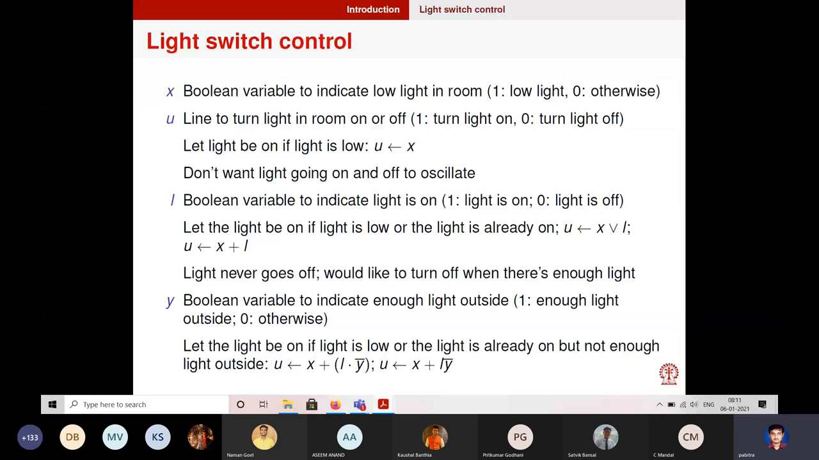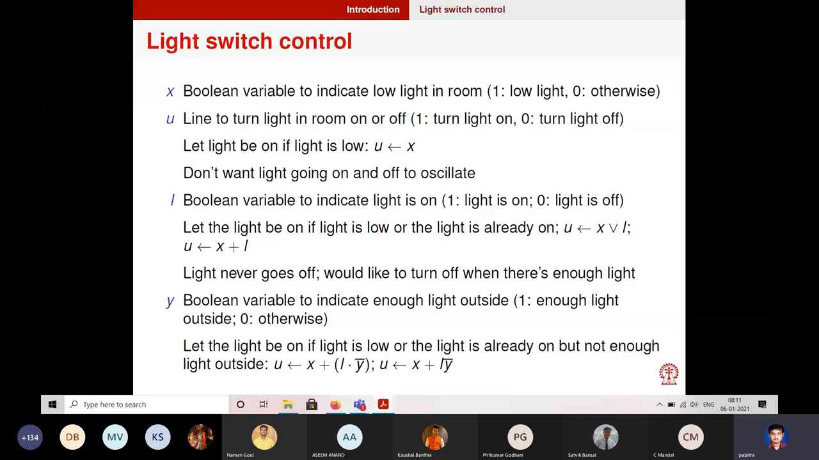Now we also took another variable, which is Y, which denotes the light outside, the environmental or ambient light. So this is again 1 if there is enough light outside, and 0 otherwise. So now if we consider also the light outside, and if the requirement is such that the bulb should be turned on if there is a low light in the room, or there is not enough light outside. So naturally, not enough light outside means the complement, Y bar.